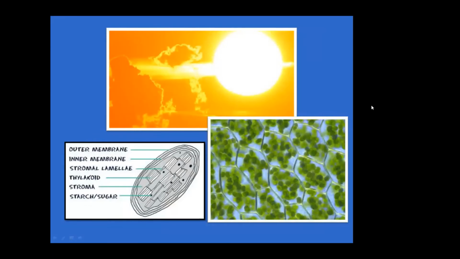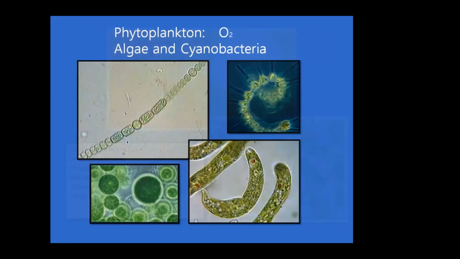We start with the sun. Everything comes from the sun. The sun is energy. And the miracle of these little organelles, chloroplasts, takes that energy and converts it into matter. And that is the foundation of life on Earth. So the simplest little plants that we have, and they live in the water, they live in our pond, will be the phytoplankton, algae and cyanobacteria.